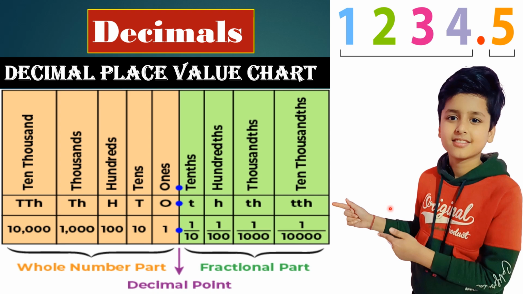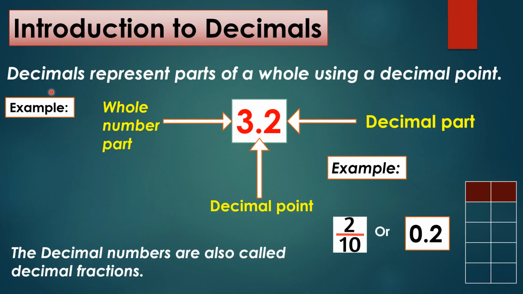Today we are going to learn about decimals. So, what are decimals? Decimals represent parts of a whole using a decimal point. For example, this is a number 3.2. In this number, 3 is the whole number part and 2 is the fractional part.